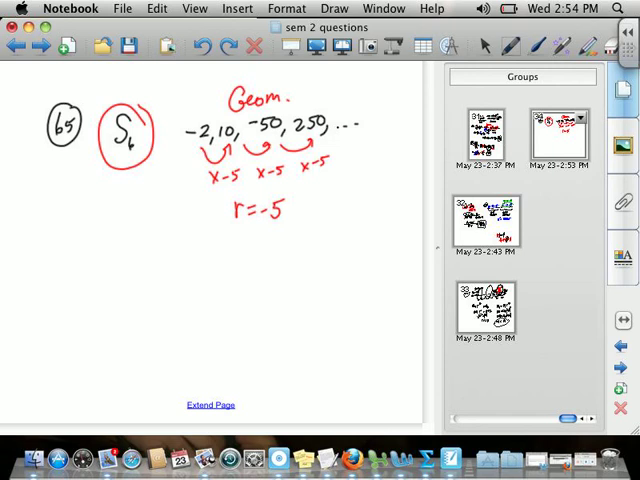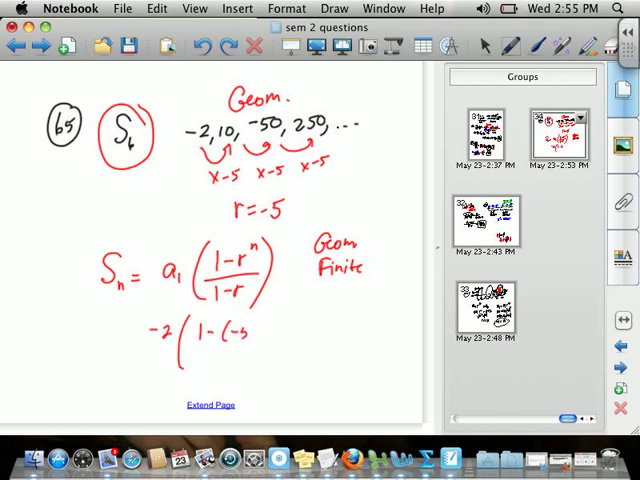So if I have S sub 6, your formula is a1 times 1 minus r to the n over 1 minus r. So good thing for your note card. This is for a geometric finite sequence. So my first term is -2. I have 1 minus, my r is -5, so I'm going to raise it to the 6, over 1 minus -5. That would be my formula.